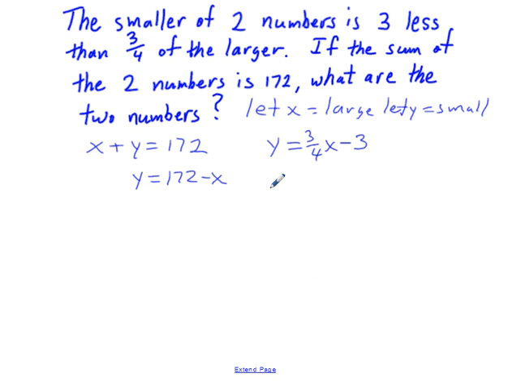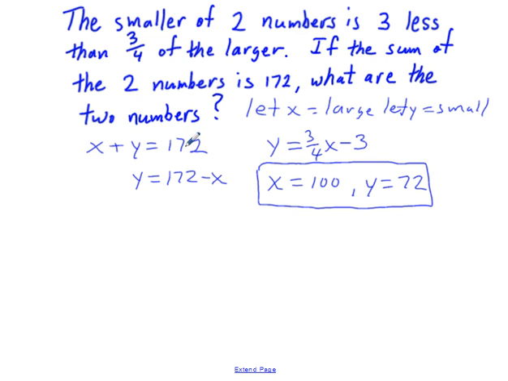So x equals 100, and y equals 72. And since we already defined let x equals large, let y equals small, we can let this stand as our answer. Now one of my students will set this up as a single equation.